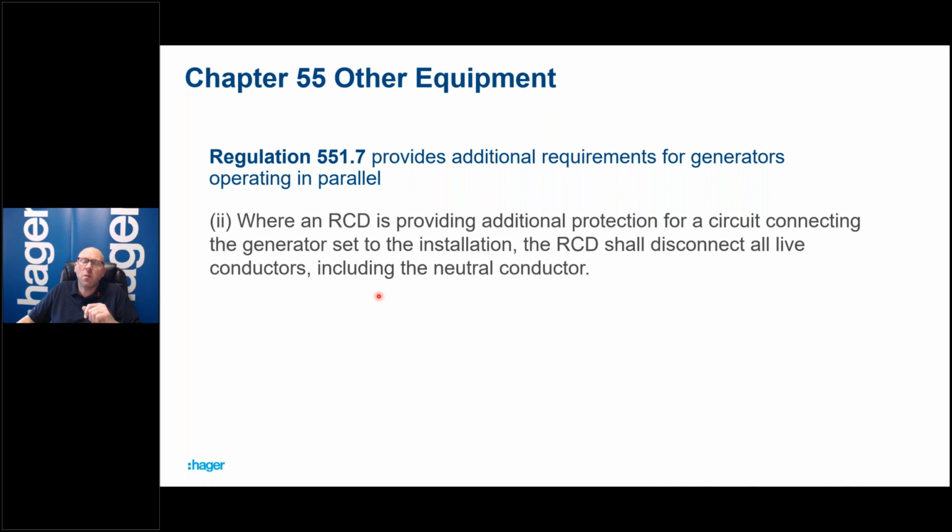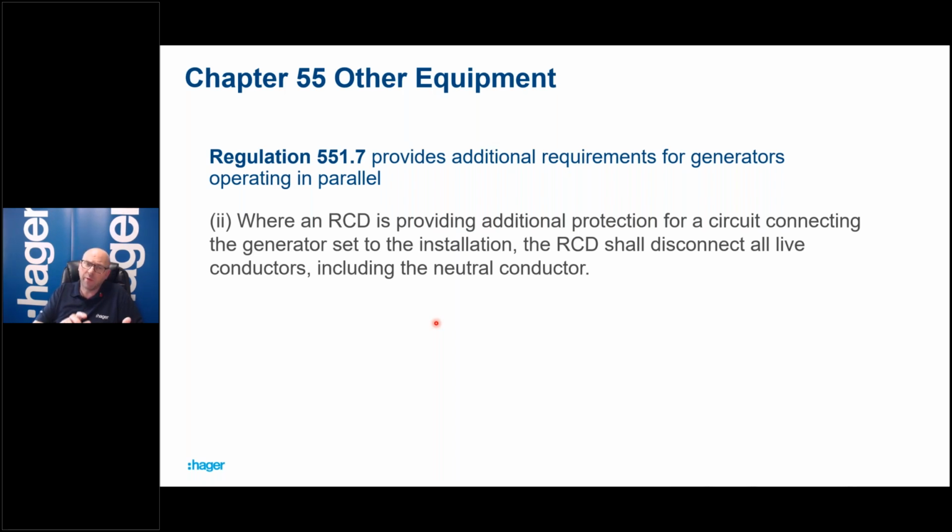Okay, now where an RCD is used to provide additional protection, so we've got a cable in the wall, for example, and we're feeding say a PV inverter, the requirement of this regulation is that the RCD shall disconnect all live conductors, including the neutral conductor. So be aware, do we really need RCD protection in the first place for PV? You know, you might have surface mounted cables, you probably don't need it, but you may need it if it's a TT installation for fault protection.